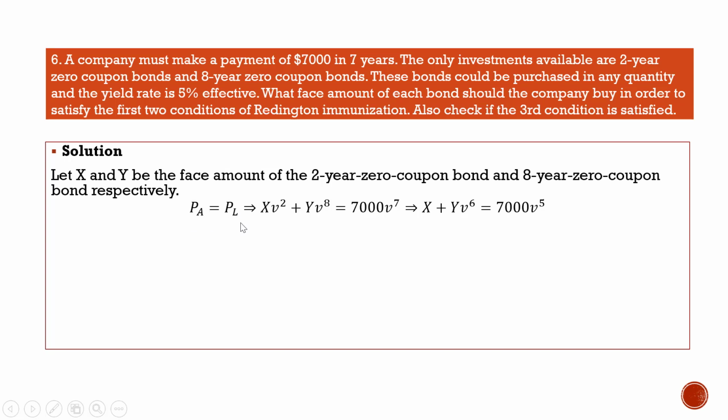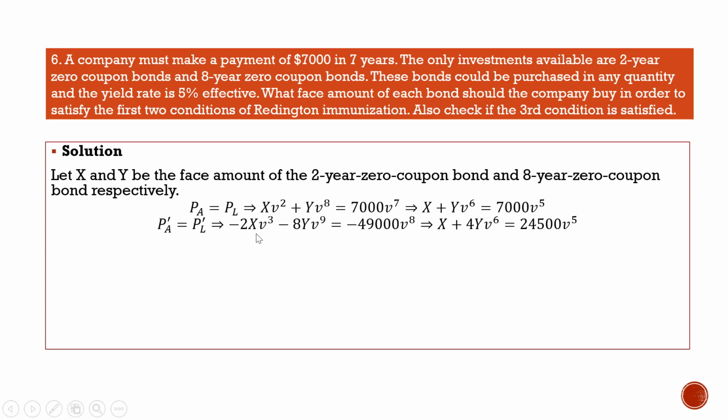The first condition of Redington immunization is that the present value of assets should be equal to the present value of liability. For assets, X is the face amount of the 2-year zero coupon bond. So the present value of the first bond is Xv^2, and the present value of the second bond is Yv^8. The present value of liability is 7,000v^7. So divide both sides by v^2, we got X plus Yv^6 is 7,000v^5.